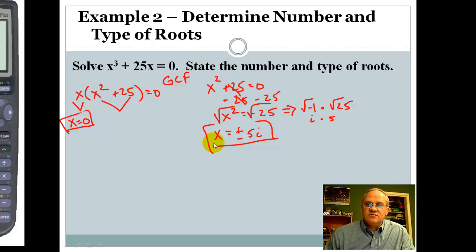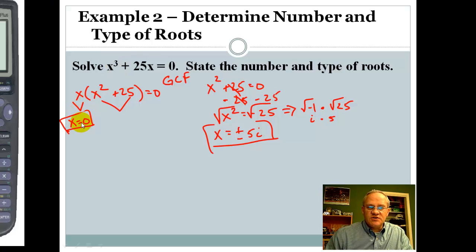So here's the rest of our roots. And actually, notice we have plus or minus here. That means we have a positive 5i and a negative 5i. And then we also have a 0 over here. How many roots do we have? 1, 2, 3. Third power, 3 roots. Perfect, we got everything.